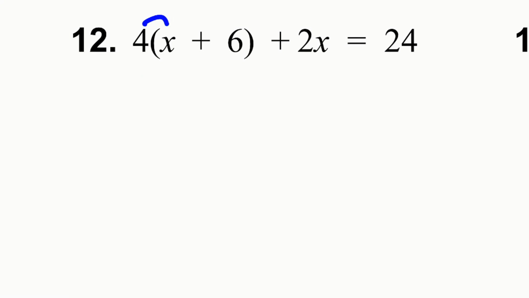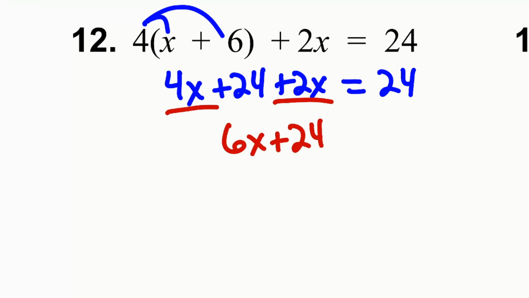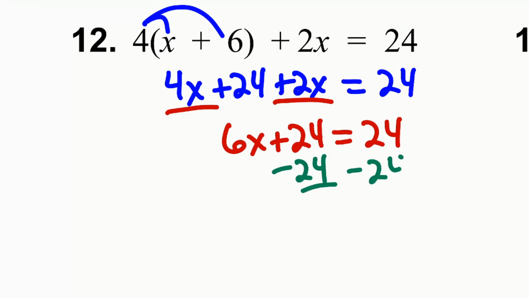On this one, I have to distribute the 4. I get 4x plus 24 plus 2x equals 24. Now I'm going to combine my x terms. I'll get 6x plus 24 equals 24. I need to get my x term by itself, so I'll subtract 24. I'll get 6x equals 0.